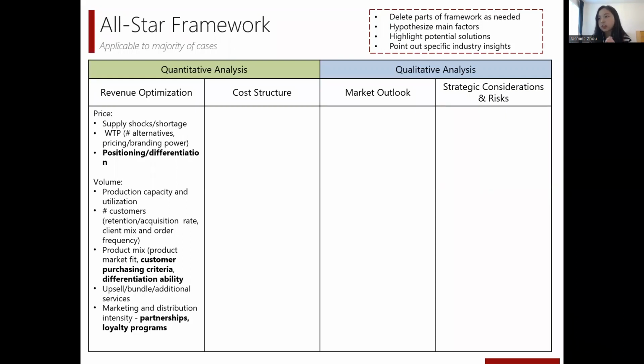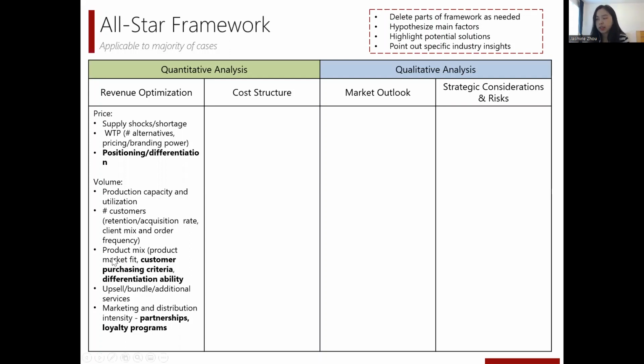On the volume side, you have production capacity and utilization. So how much the firm is actually able to produce. And then out of the production plants or facilities that it has, how much is actually being utilized? Is it underutilized or overutilized? And then also maybe the number of customers. So looking at retention rate, acquisition rate, how many old versus new customers are you gaining every month or every year? And then looking at the client mix, what sort of customers are you dealing with or do you serve? And then what is their order frequency?